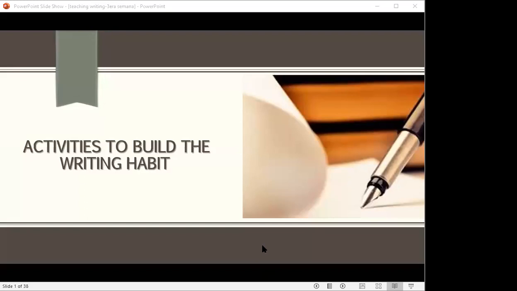So today we're going to talk about some activities that we could do in order to build the writing habit in our students. Here, for example, also we are going to talk about some aspects that we need to teach our students in order to develop their writing skills. So we are going to talk about the punctuation. Remember, when we write something, we must write it correctly. In order to do that, we are going to talk about the punctuation, the spelling, and any other aspect that is involved in the writing process.